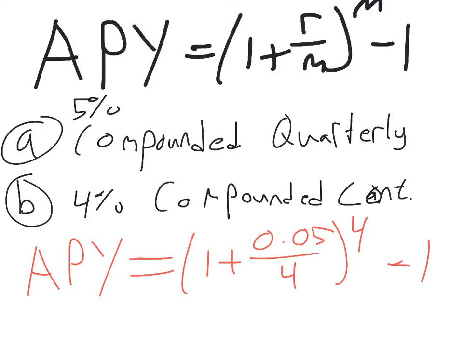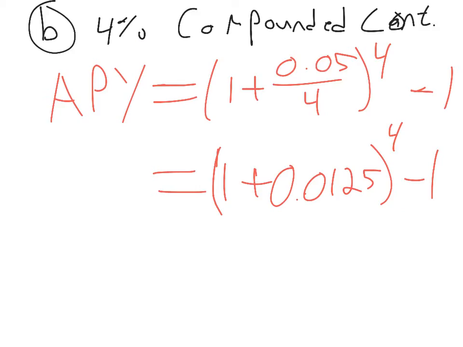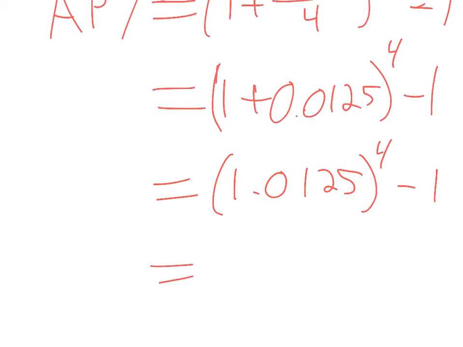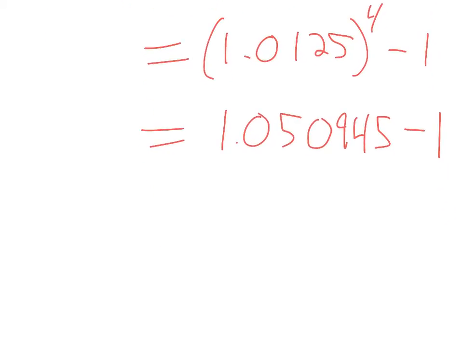So we've got to evaluate this stuff with a calculator. You can see I did 0.05 divided by 4 in my calculator. Got it as a decimal. I added 1 to it. Now I'm going to raise it to the 4th power. 1.0125 to the 4th power. I rounded just a tiny bit there for my calculator value.